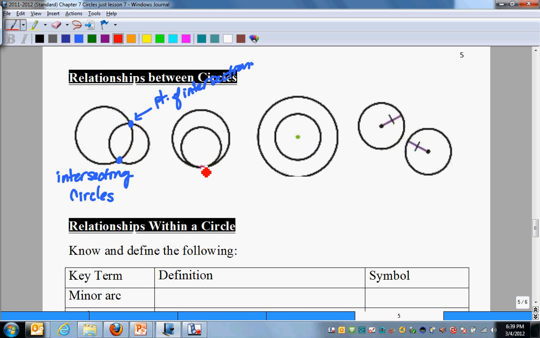Circles that touch either outside or inside would be called tangent circles. These are called tangent circles. You could also draw them like so. If you had this and that point in which they touch but do not overlap, that, of course, is called a point of tangency.